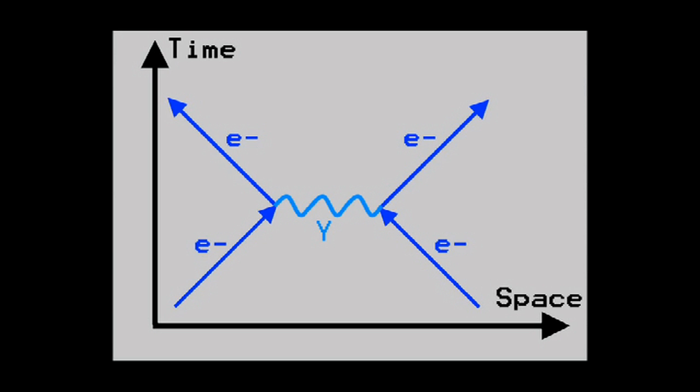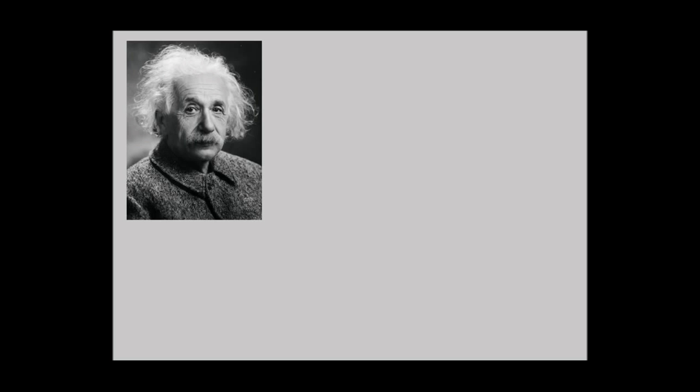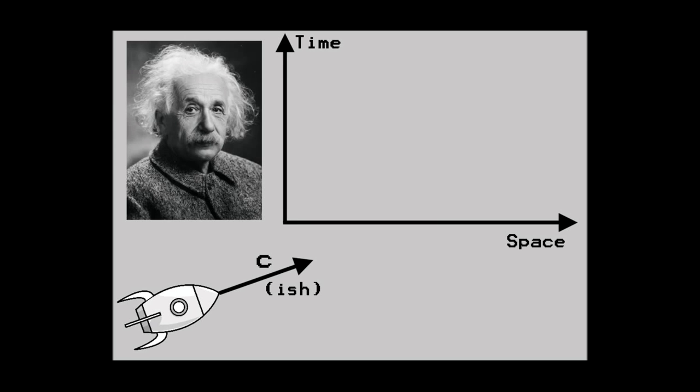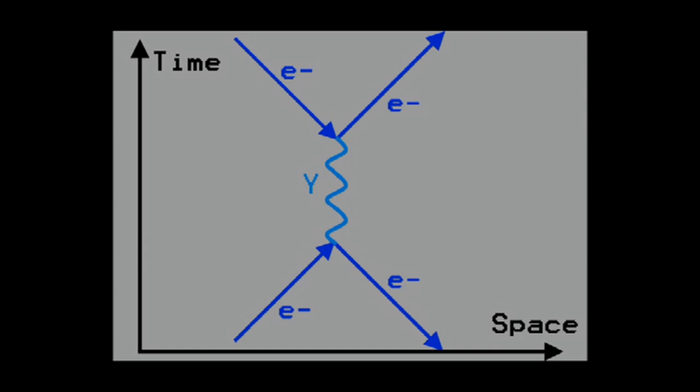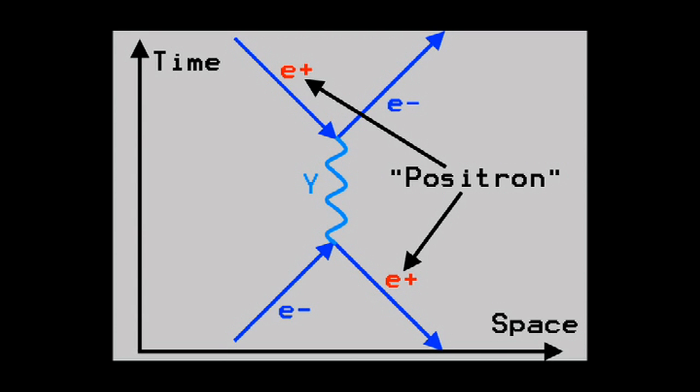And because of Einstein's equation, the closer to the speed of light something is going, the more the space and time axes become arbitrary. So the diagram can be rotated any number of degrees and still make complete physical sense. If we flip the diagram on its side, two of the electrons seem to be moving back in time, and because of that, they are called positrons, or the anti-electron, and are able to annihilate with the electron to create radiation, which is what we perceive as light.